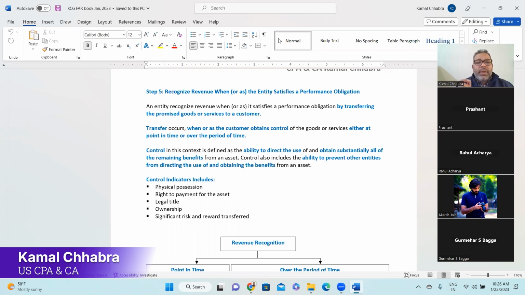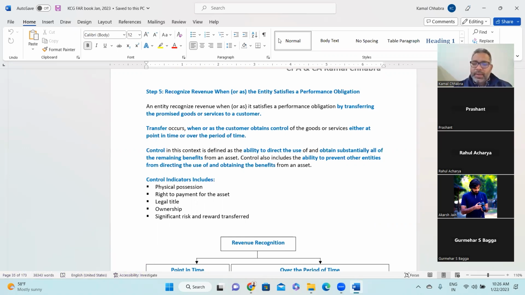So here you have the right to prevent other entities from directing the use and obtaining the benefit of the respective asset. In that situation, it is considered that you have the control, and the control has been transferred from the dealer to you. Now, what are the control indicators? This is very similar to what we studied in step 2, performance obligation. Physical possession: if you have the physical possession of the car, that shows you are the owner of the car.